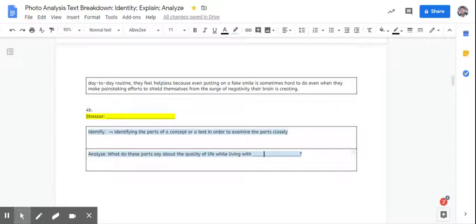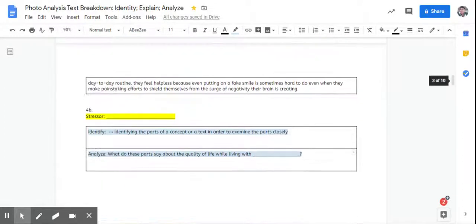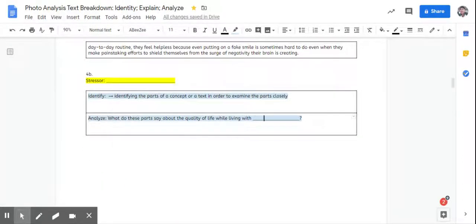You may need to add a word or two to just make sure that the sentence is cohesive. But essentially, you're doing the same thing as I did in my example. So you'll take a little time and write the stressor, identify parts that make up that stressor, and then analyze it. What do the parts that you've identified say about the quality of life while living with blah, blah?